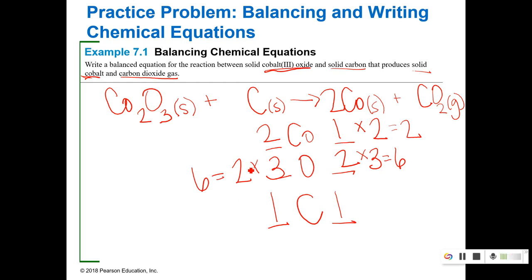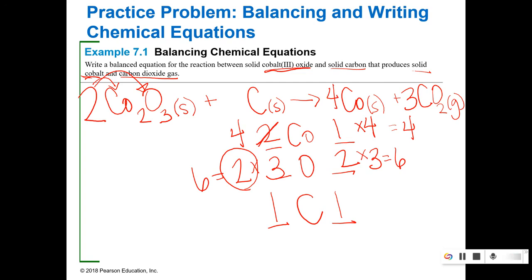Okay, it is very important that, notice I'm multiplying this oxygen by 2. I have to multiply that whole compound by 2. When I do that, that messes with this number. It becomes 4 because coefficients distribute their numbers. Okay, so now I don't have 2 cobalts on the reactant side. I have 4. And now I do not have 1 carbon on the product side. I have 3. It is important to know that whatever number you multiply them by is the number that goes in front of the compound that that element is in.